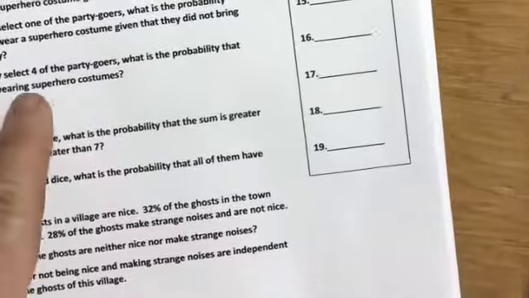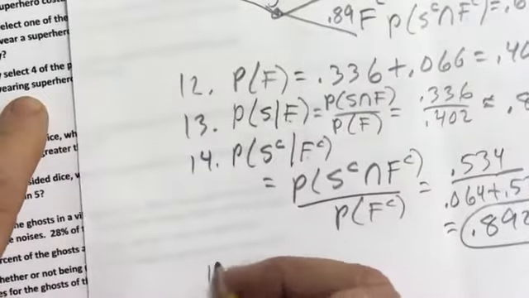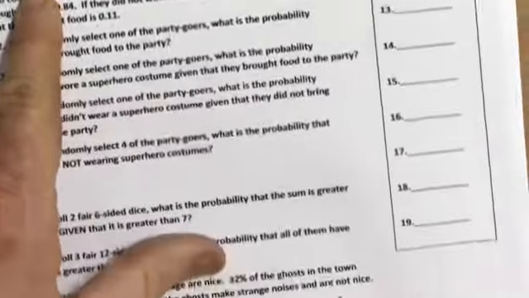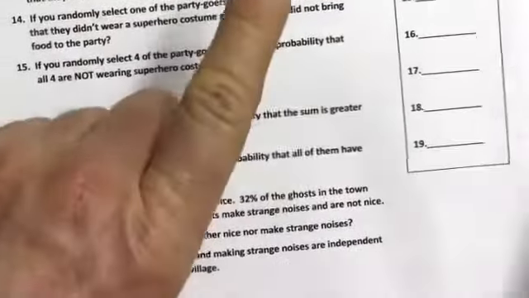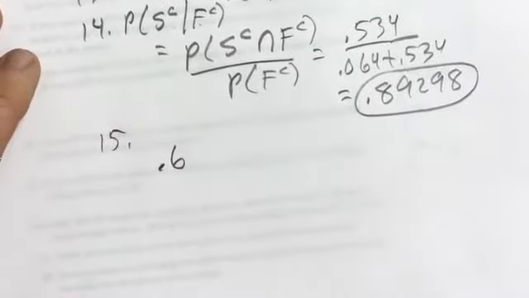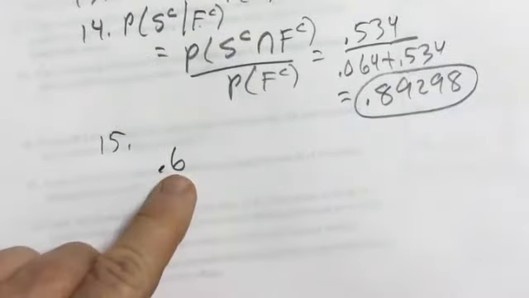Number 15, if you randomly select 4 of the party goers, what's the probability that all 4 are not wearing superhero costumes? All right, so number 15, we know that 40% are wearing superhero costumes, but this is saying what's the probability 4 people are not doing that? Well, the probability that one of them is not doing that would be 0.6. Because you have 40% that are wearing a superhero costume, it means you have 60% that don't.